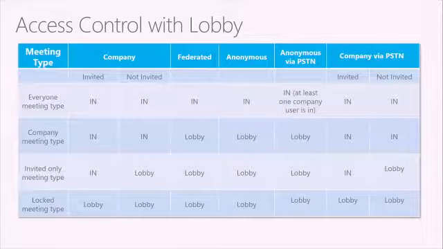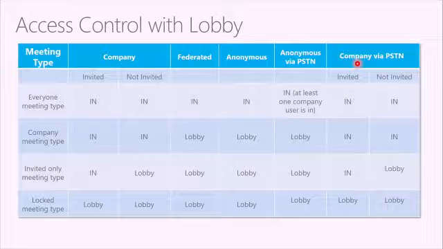Right? We've got all these different types of scenarios available to us, but we want to understand where people are going to end up based on the type of meeting that I create. So when I look at my meeting types here, right, I have 4 different meeting types: my everyone, my company, my invited only, and my locked. These correspond to the drop downs that we saw earlier when we were looking in the plugin for the Outlook conference add-in. And what we want to understand is, based on the meeting type that you see on the left and the classification of individual that you want to invite, such as a company person, federated, anonymous with PSTN, or company with PSTN, there's going to be different scenarios where they actually get into the meeting automatically versus end up in the lobby.